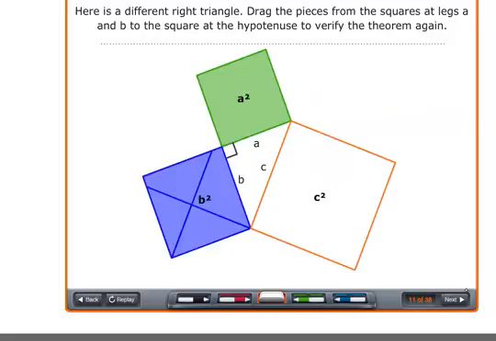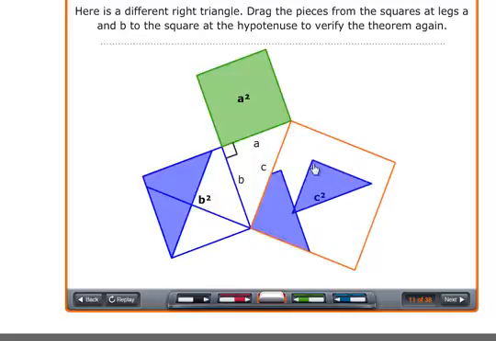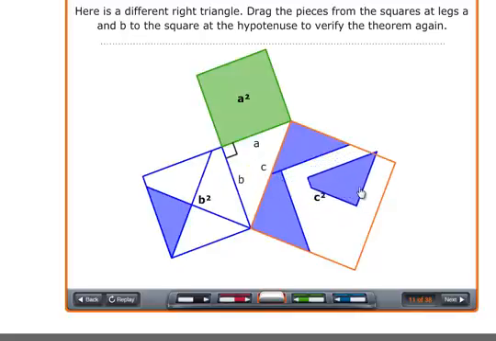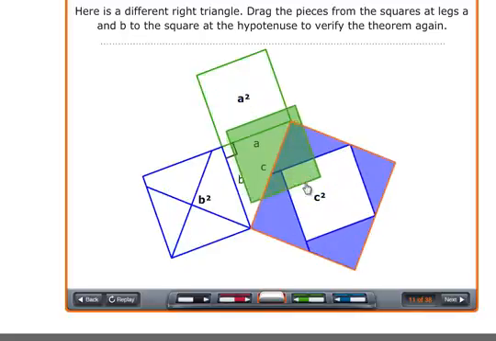Here is a different right triangle. Drag the pieces from the squares at legs A and B to the square at the hypotenuse to verify the theorem again. Okay, so that's a nice little proof. Now here's another way of looking at it.